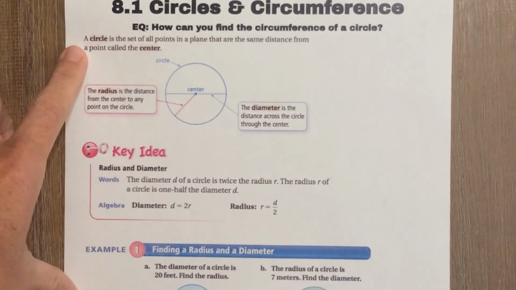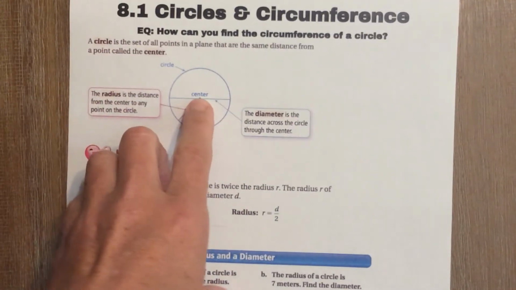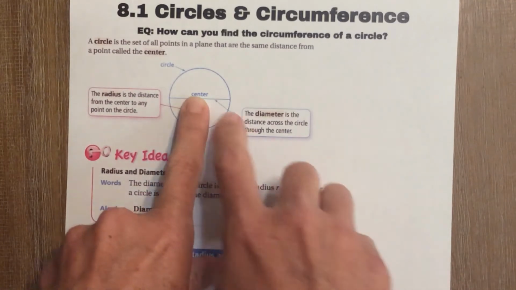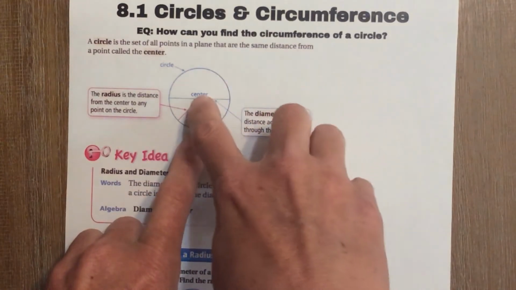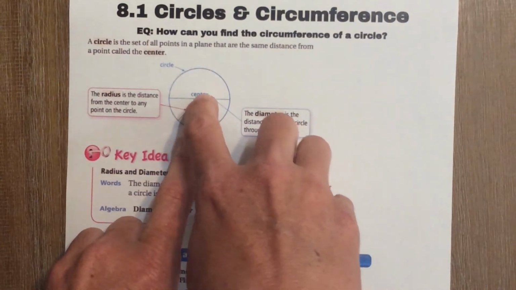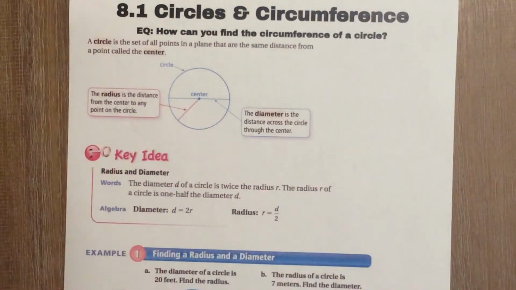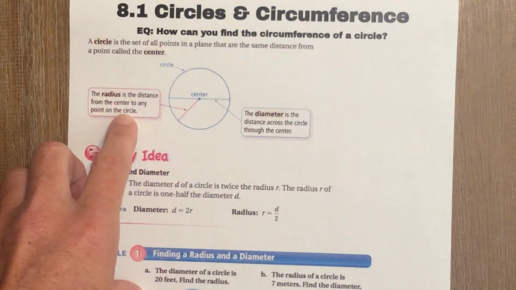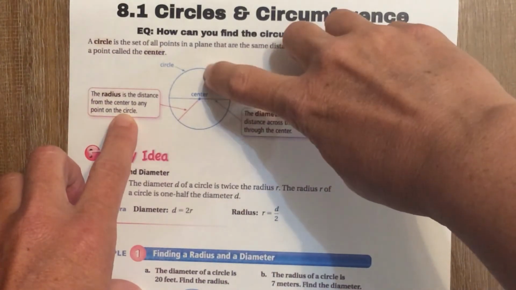A circle is a set of all points in a plane that are the same distance from a point called the center. So you have this little center piece here, it's directly in the middle. And then all of these, which we call the radius, so all the radii are exactly the same length. So think about a tire with spokes coming out, okay? All of those spokes are the same length. The radius is the distance from the center to any point on the circle. So here's a radius, you could draw another radius here, okay?